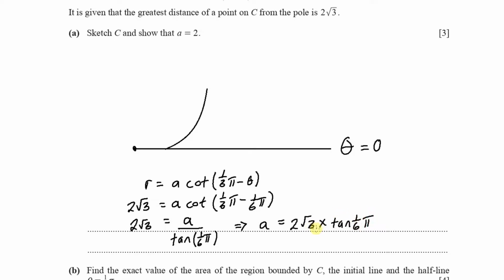And we know that tan(π/6) is 1 over √3. So it's 2√3 times 1 over √3. And this means that the √3 and the √3 will cancel out, and we have our answer as 2. So that's how we can prove it. Let's go on to part B.